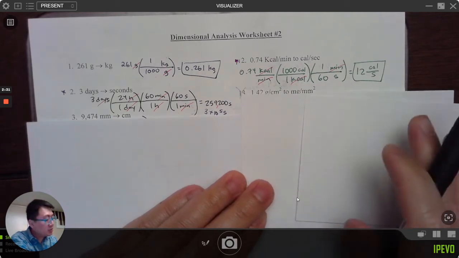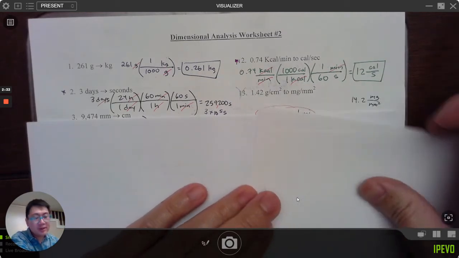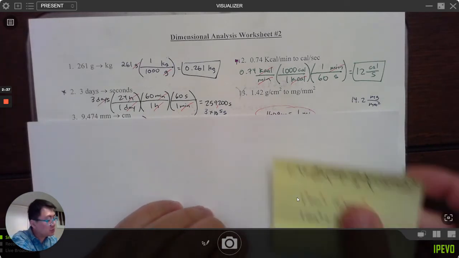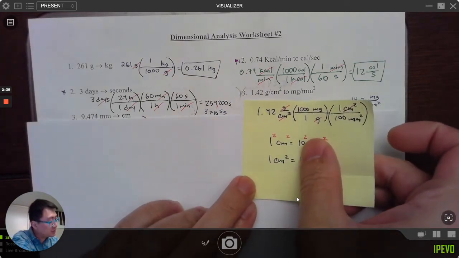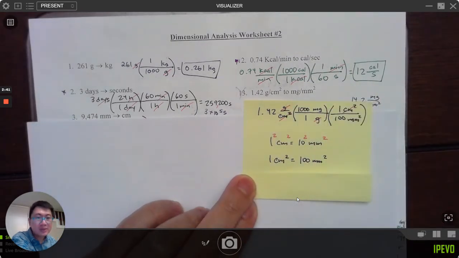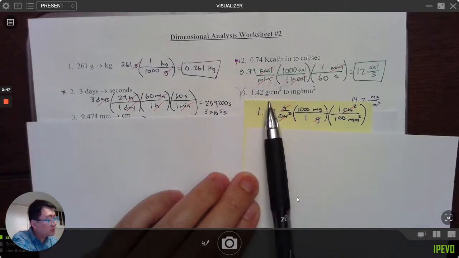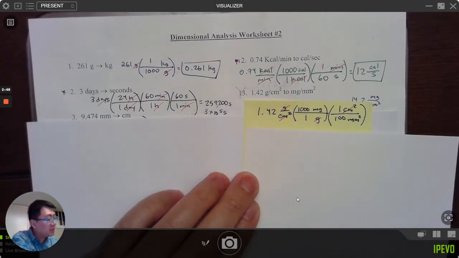Okay, question number 13. I wrote it on actually a separate sheet. Anything that has to do with squared, those are a little bit different. So the ones that are squared are a little bit different. In fact, let me cover that part first. Okay, 1.42 grams per cubic centimeter. How many milligrams per cubic meter?